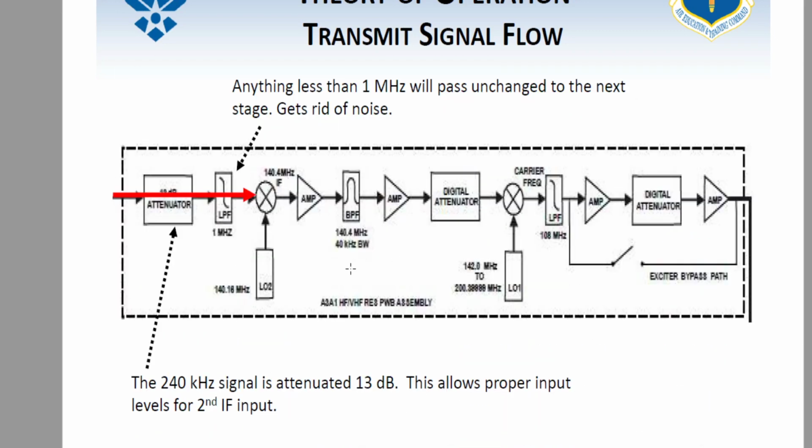All right. Okay. So anything that's not 1 megahertz is going to pass unchanged to the next stage, and it gets rid of noise. So that's what a low pass filter does. So it has to be at least 1 megahertz or below coming into our mixer here. Do you guys know what mixers do?